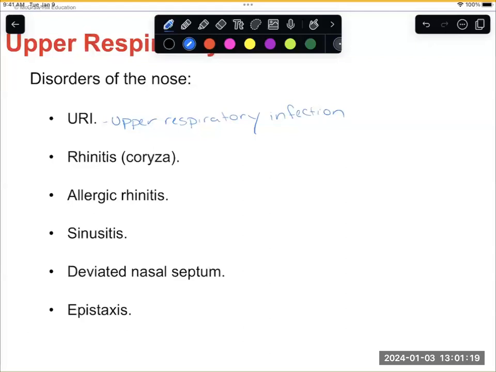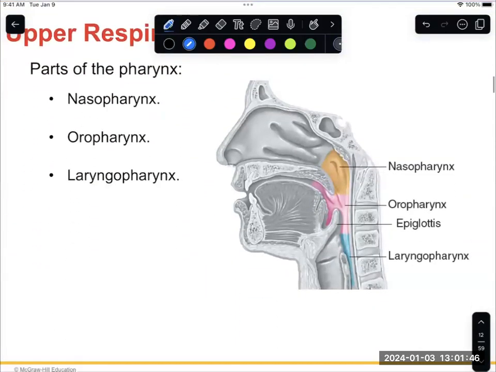A deviated septum is when that partition in your nose that separates one side from the other is pushed further to one side, so it obstructs the airway of one of those nostrils. This can be fixed with surgery. Epistaxis, nosebleed. It's another word for a nosebleed.